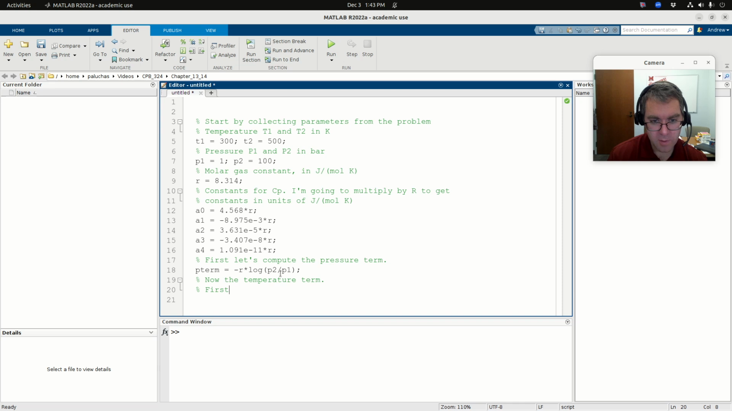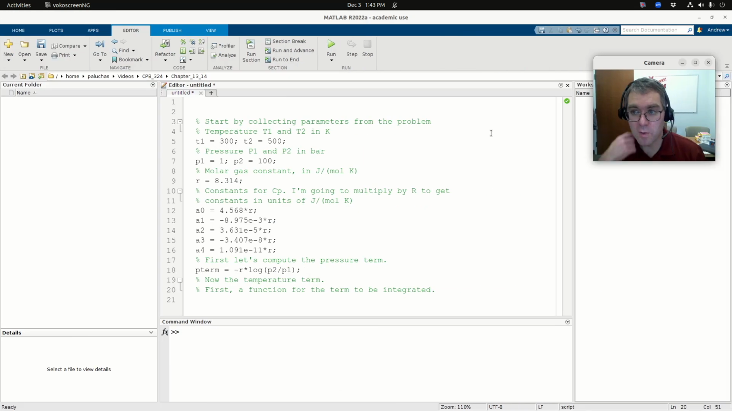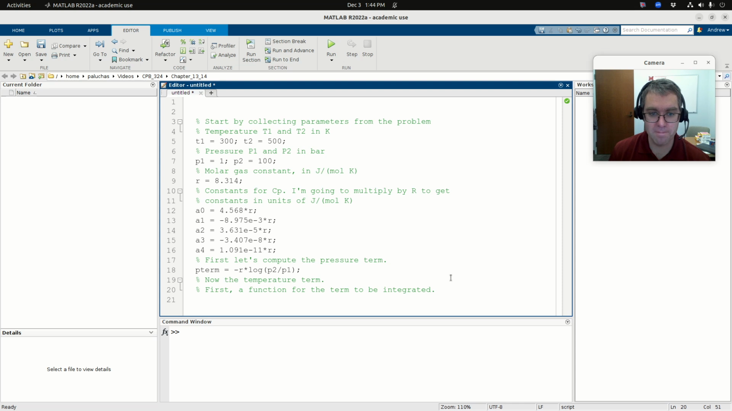So first, a function for the term to be integrated. What I mean by that is we're going to have to calculate the integral of Cp divided by T. To evaluate that integral numerically, I'm going to use the integral function, but I still need a function for the function to be integrated. So I'll just create an anonymous function, and I'll call it CPT.